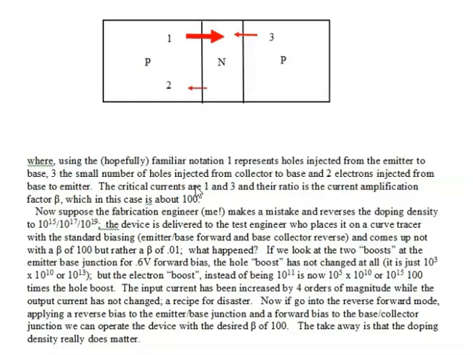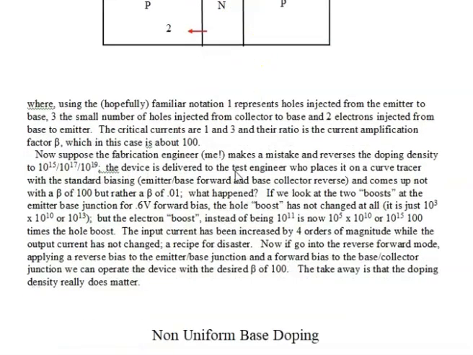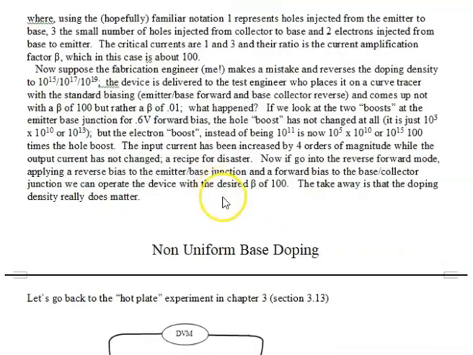However, there's a way out. It's not totally lost. If I put a reverse bias at this junction and a forward bias at this junction, I reproduce the beta of 100. And that's kind of an interesting thing. So the takeaway is that doping density really matters, and you want to make sure that the doping densities are right. Now we finish this potpourri of review, and let's get on to the new stuff.